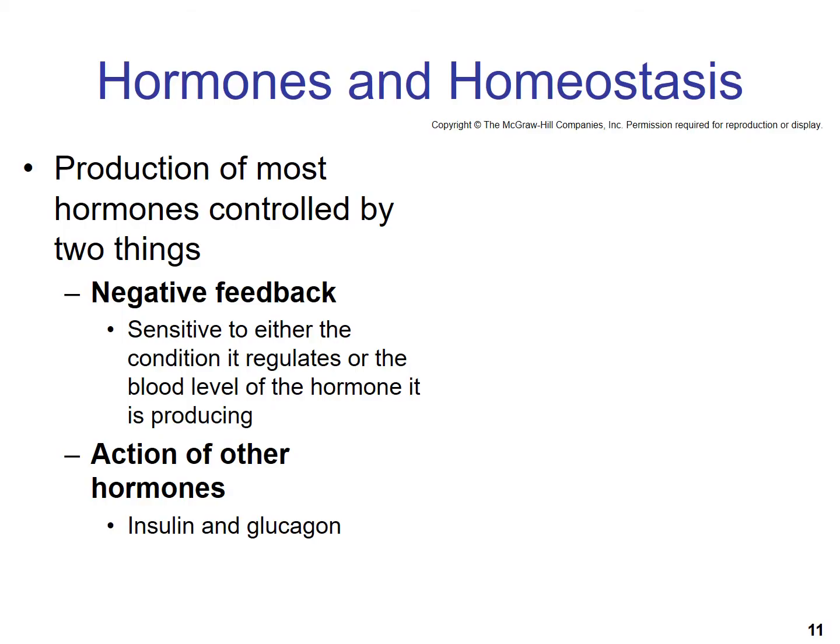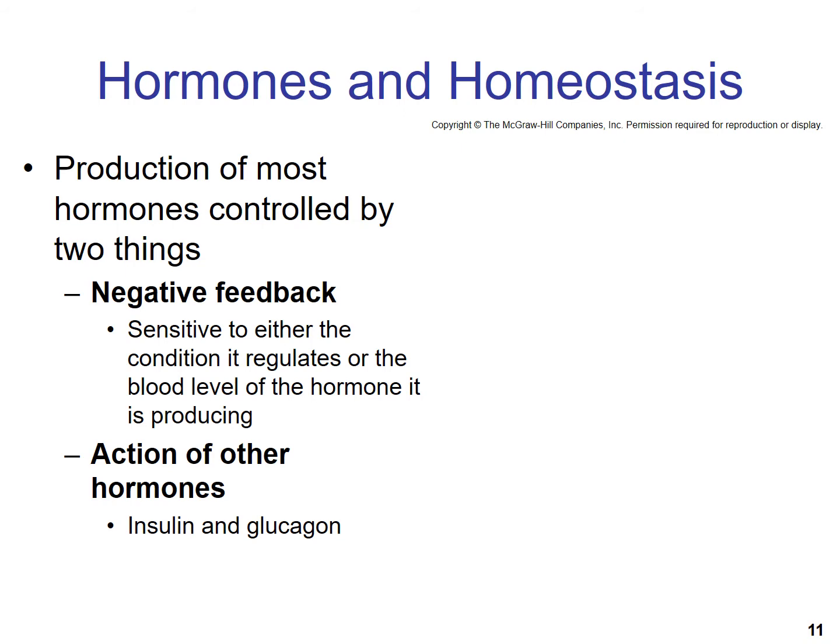So, the production of most hormones is controlled by 2 things. One is going to be negative feedback, in which the hormone responds to the condition that it regulates, or the blood level of the hormone that it's producing. And we'll explain that in just a minute.